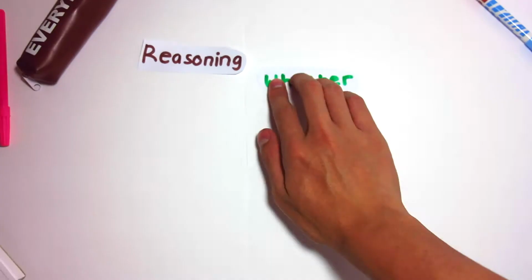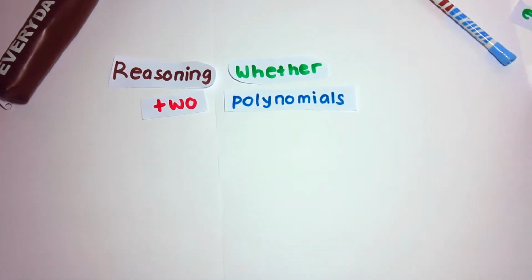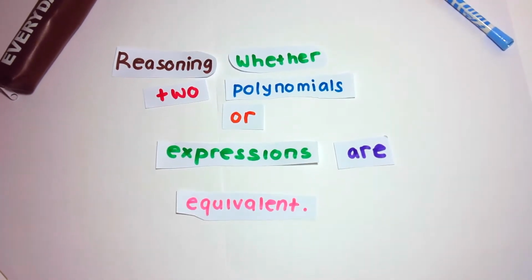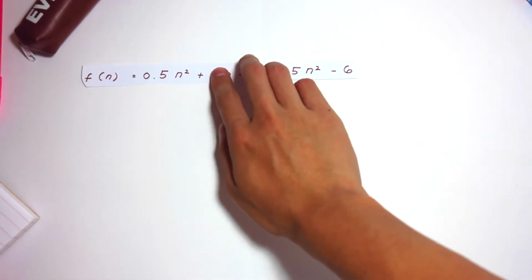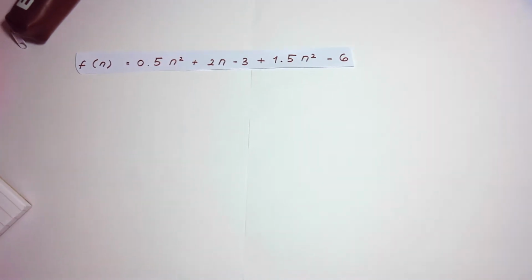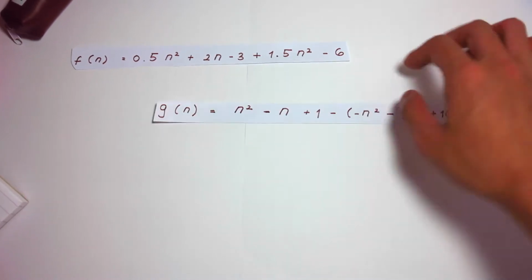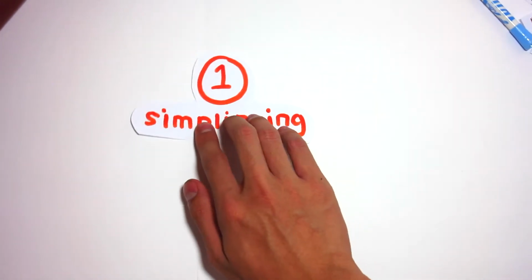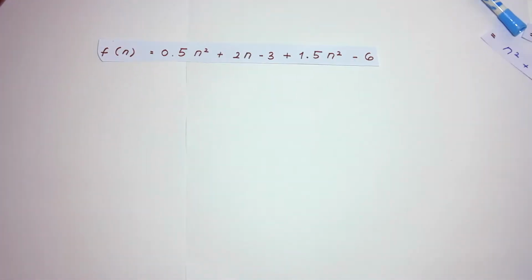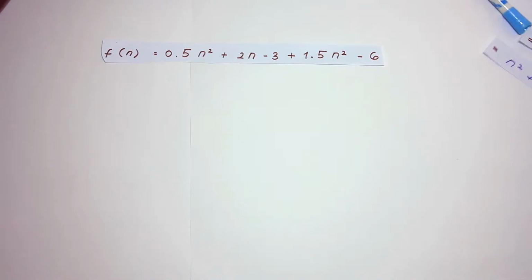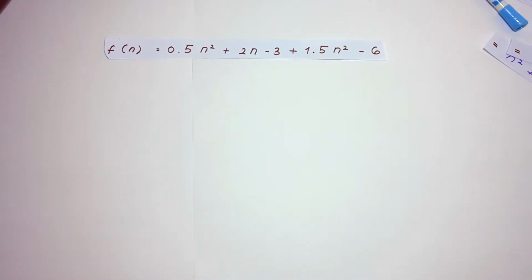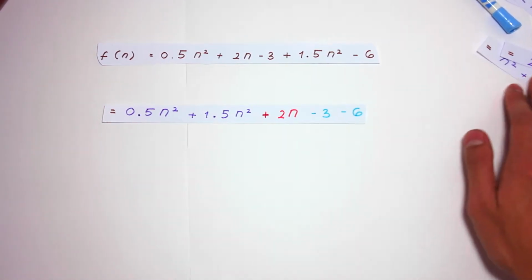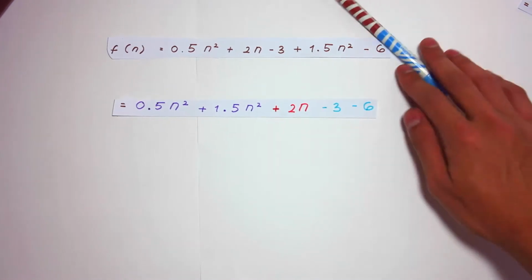Now, reasoning whether two polynomials or expressions are equivalent. To first figure out whether these two equations are equivalent, one way that you can figure it out is to simplify. To simplify the first equation, you collect like terms: first term in purple, second term in red, third term in blue.